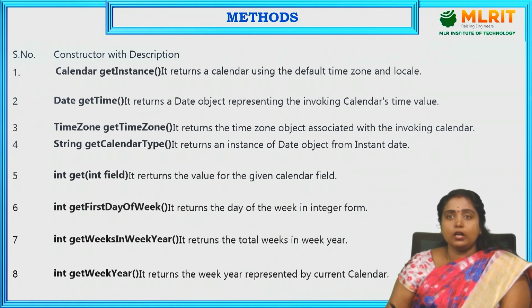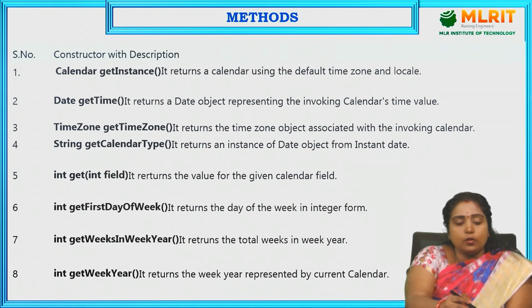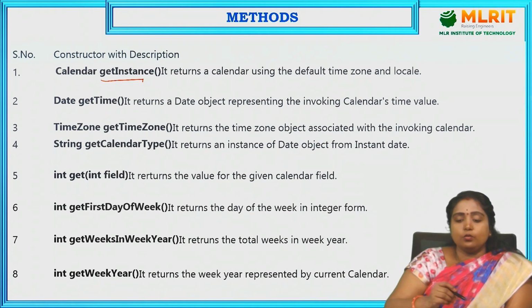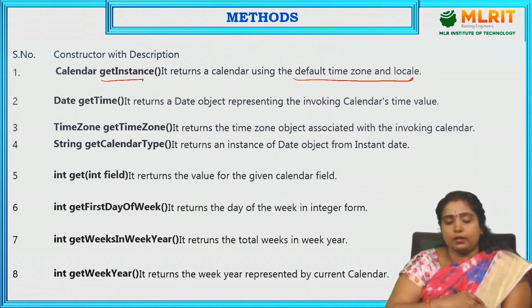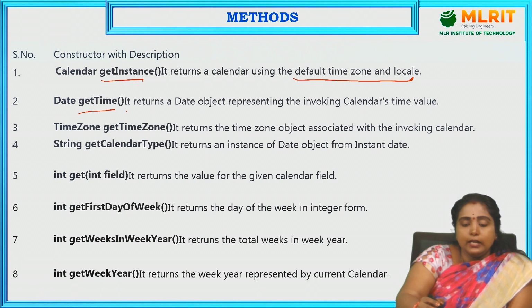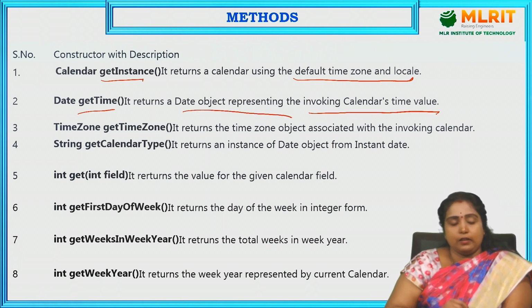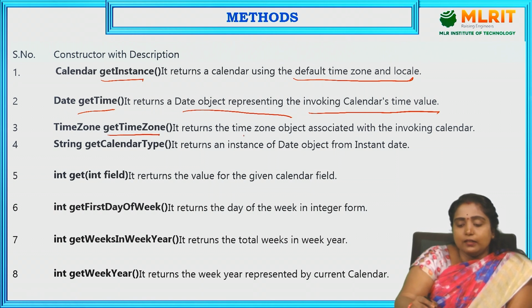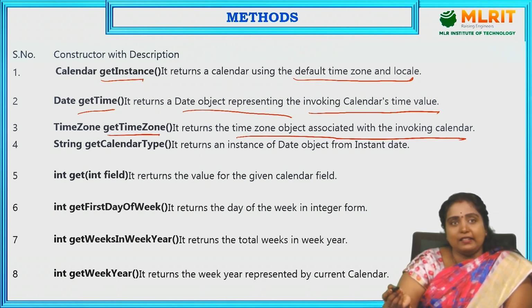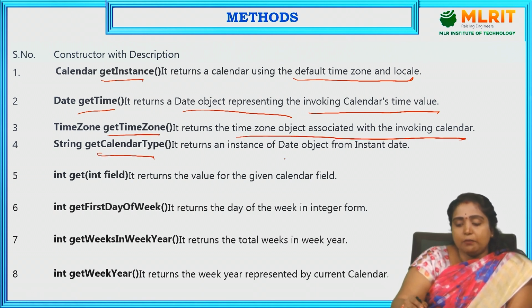So coming to the methods of Calendar. getInstance is a method which is used to give you the default time zone and locale. And getTime returns the Date object representing the invoking calendar's time value. And getTimeZone returns the TimeZone object of the invoking calendar. And getCalendarType tells what type of calendar it is.